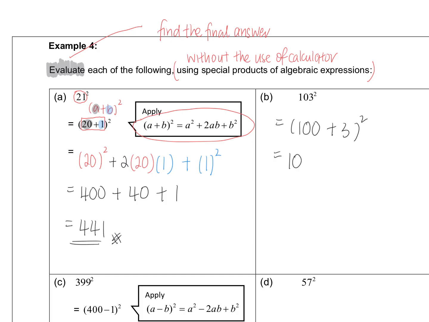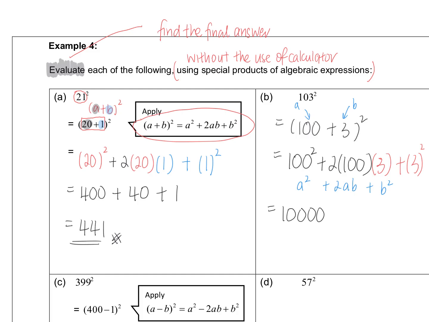Okay? So, I will use the formula again. A square plus 2ab plus b square. I want you to see that I'm applying the formula, and this is my a, and this is my b. So if you use that, you don't even need to use a calculator to find the answer. This will be 10,000. This will be 600. This will be 9. So your answer is 10609.